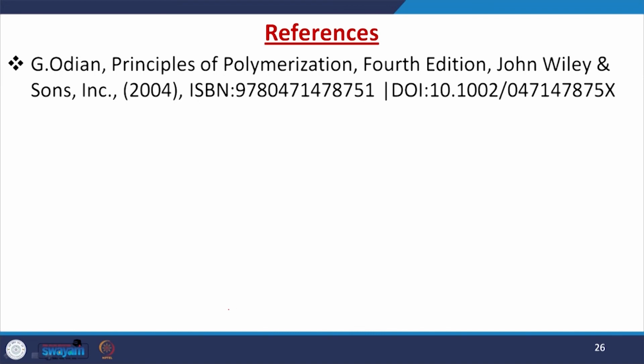So, in this way we discussed the kinetics of cationic polymerization, and in this chapter we gave emphasis to initiation, propagation and termination, and we developed the polymerization rate equation with the help of several concepts which we discussed in the previous lecture as well as in this lecture. And again, if you wish to have further studies, we have listed these references for your convenience.